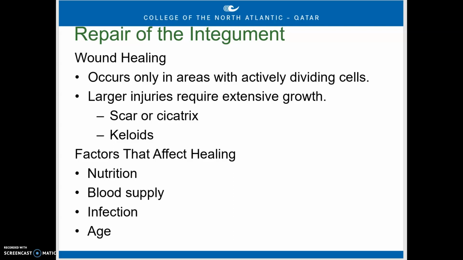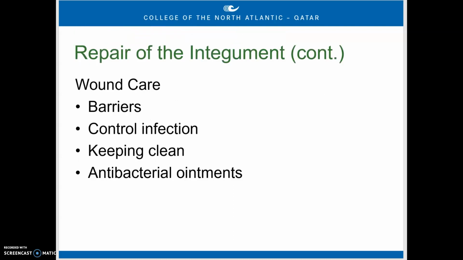Now, one of the things that can affect how fast you heal are things like the blood supply of the area, if it becomes infected or not, your age. As you get older, you're less effective at healing, and your nutrition. How healthy are you at that particular time when you were injured? Repairing of the integument is based on establishing a barrier to limit infection. So a barrier will control the infection, and then keeping a wound clean and using antibacterial ointments can definitely speed up how a wound or damage to our integument system heals.